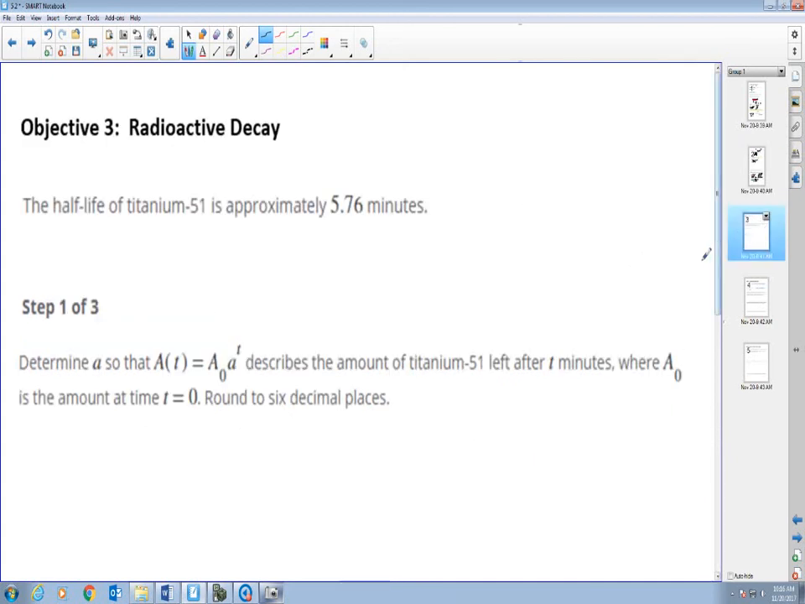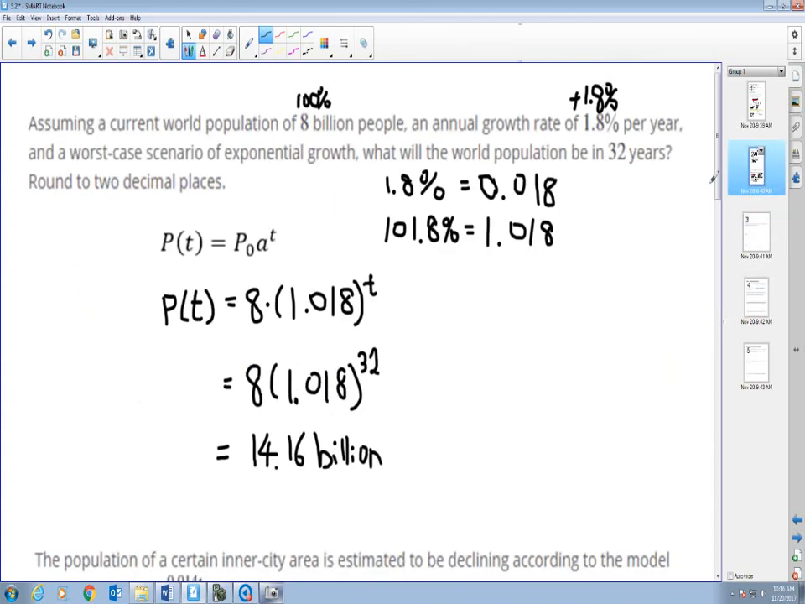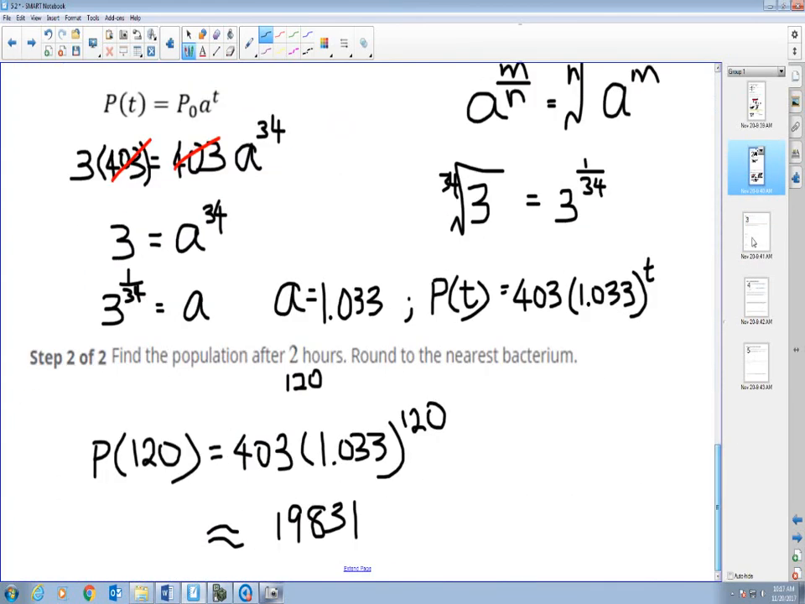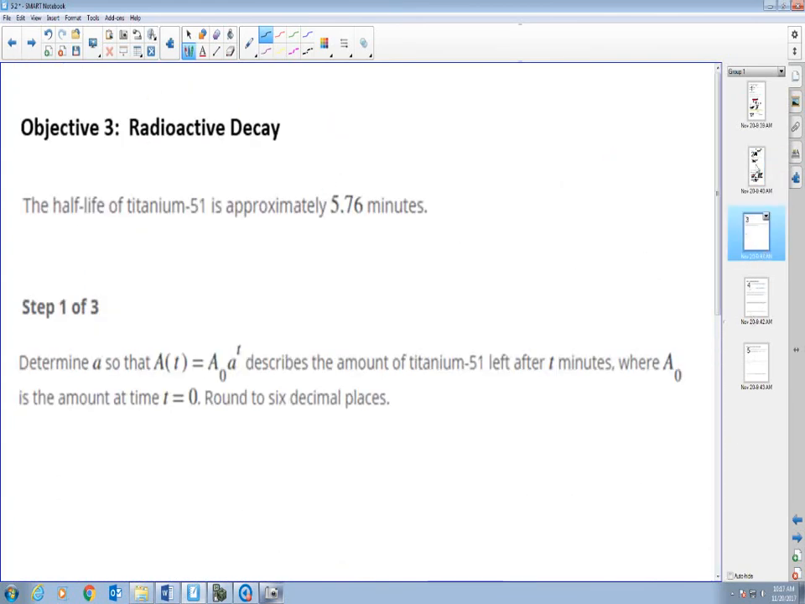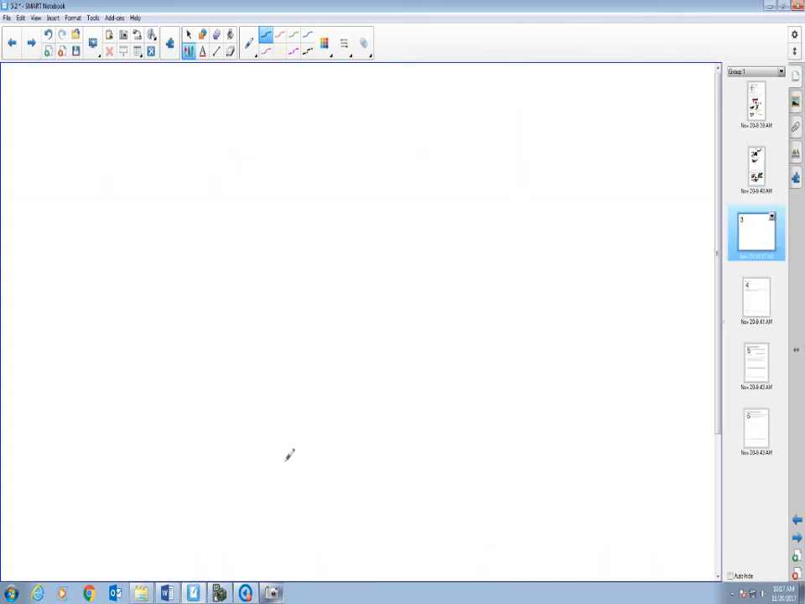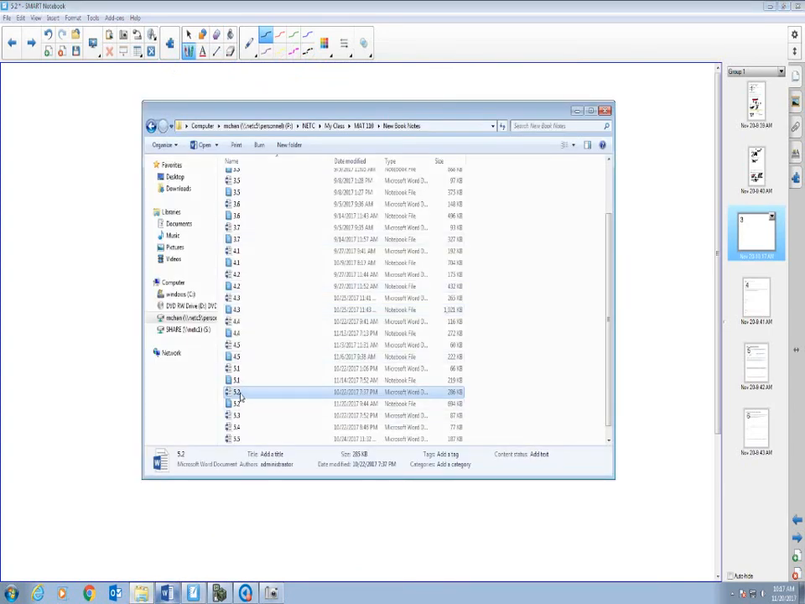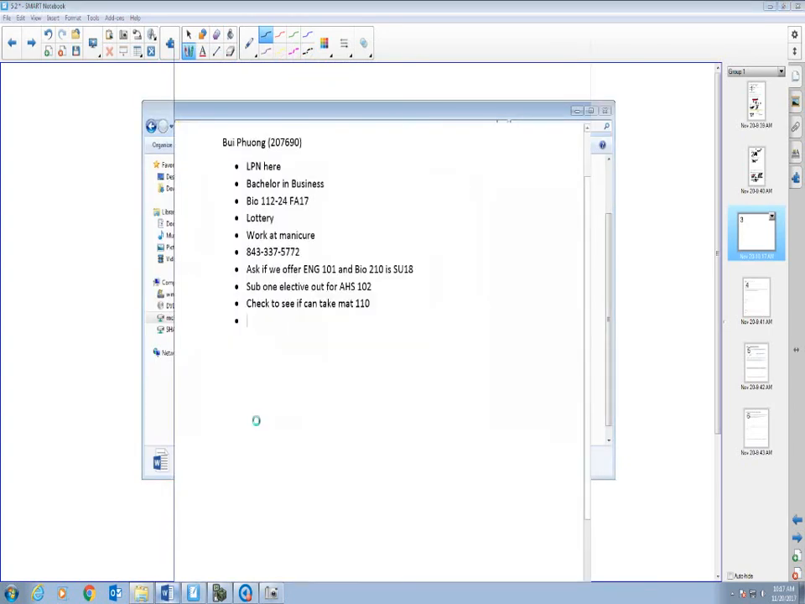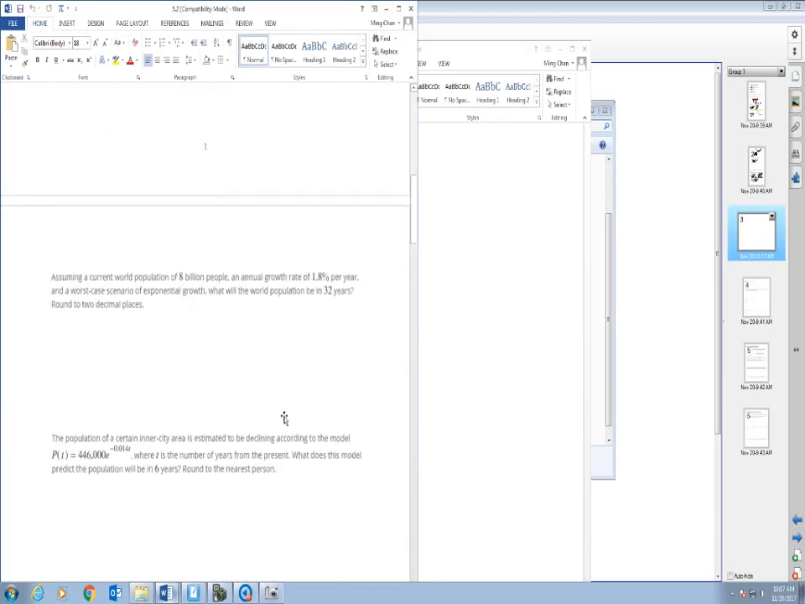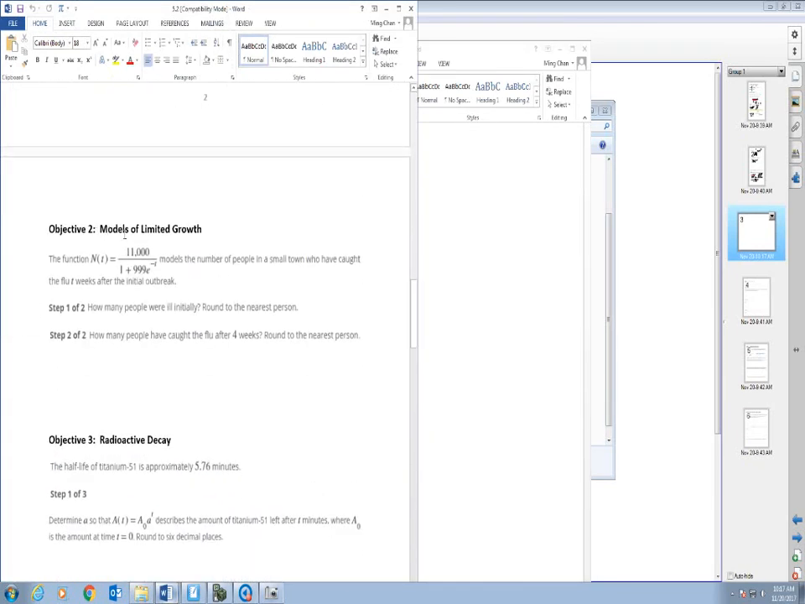Another type of population growth is called... Oh, I didn't have it in here. Oops, sorry about that. Let me add it in here real quick. Another type is called limited growth.